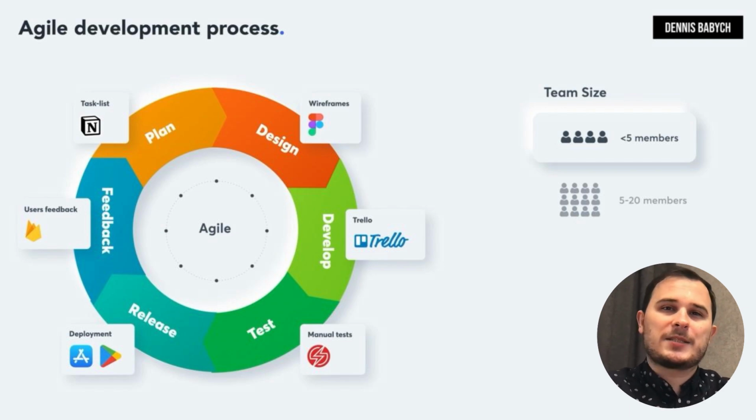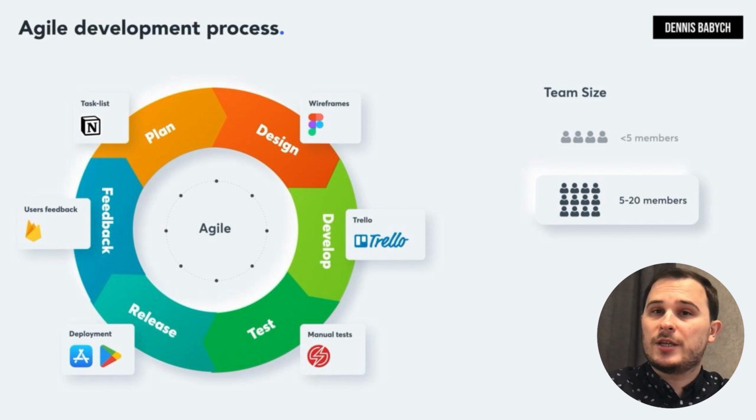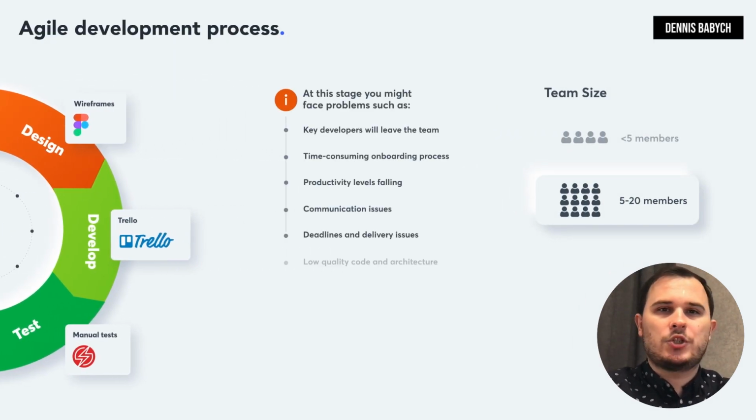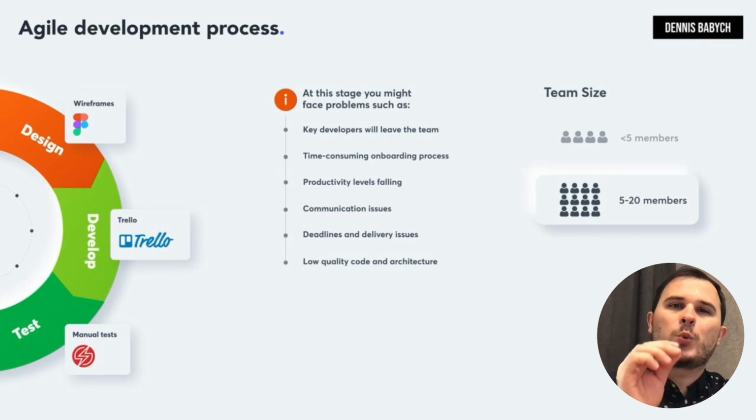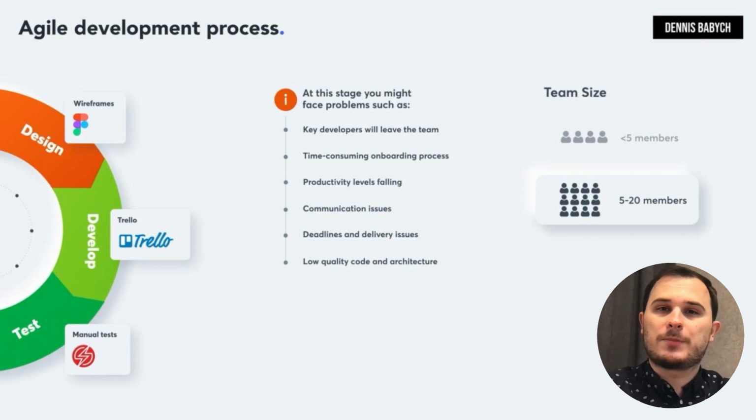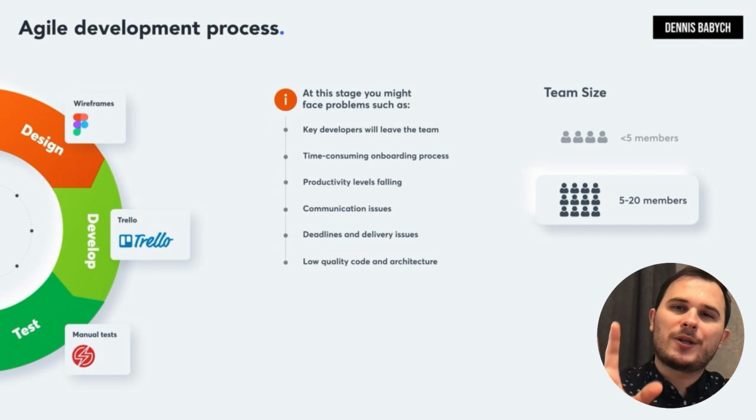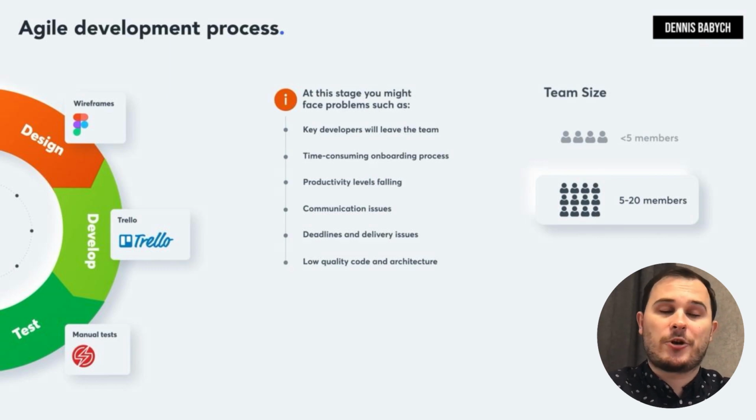However, as your team expands to 15 or more people, you may face some challenges such as losing your key developers, complex and time-consuming onboarding processes, reduced team productivity, communication issues, missed deadlines, and a decline in code quality and architecture. To avoid these problems, it's important to hire a tech lead to oversee the team and code architecture, find a project manager with tech background, implement Scrum, sprints, backlog, and retrospective processes, conduct daily stand-ups to keep everyone updated on pending tasks, and utilize advanced tools like Jira to manage tasks and track your team velocity.